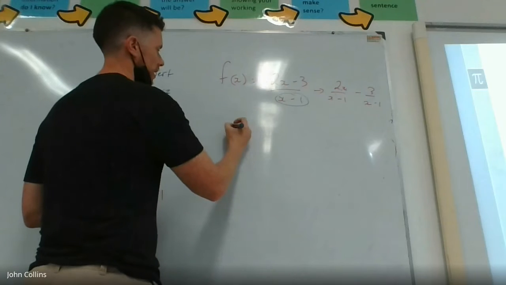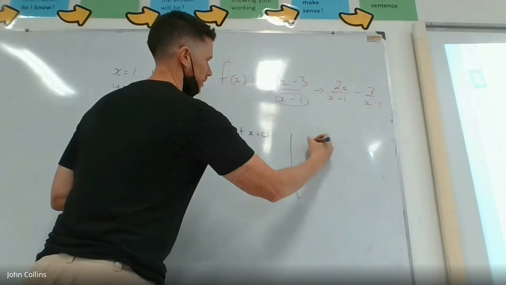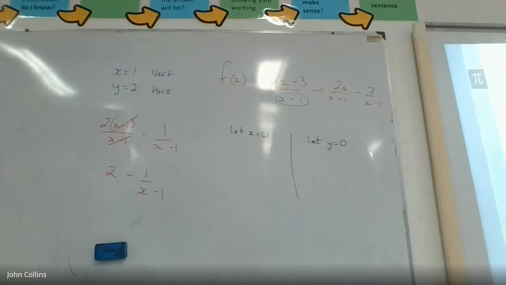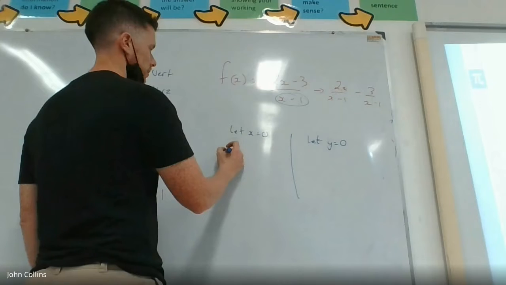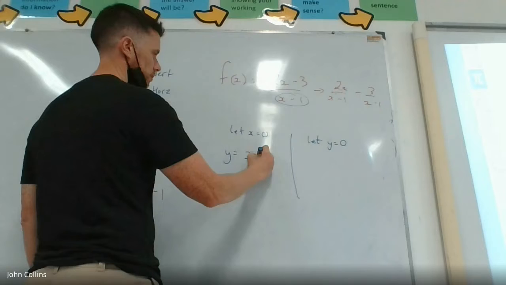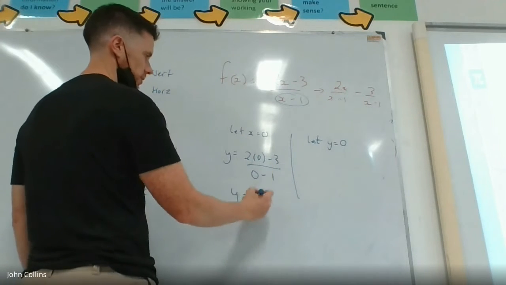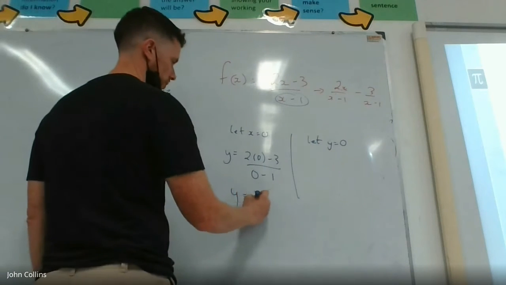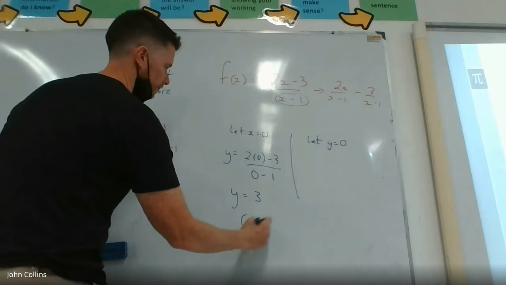So let x equal 0 and you'll find what y is, and then let y equal 0 and you'll find out what the x is. So when we let x equal 0 into this, you can call it f(x), y now, 2 times 0 minus 3 over 0 minus 1. So y then is minus 3 over minus 1. So it's just 3. So my point there is (0, 3). I inputted 0 and I got out 3.